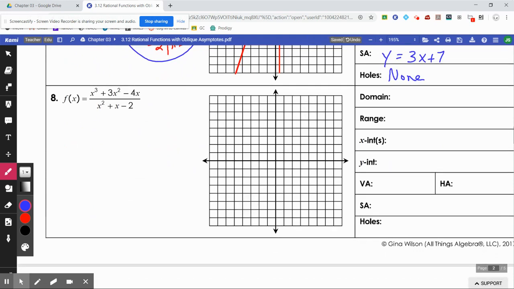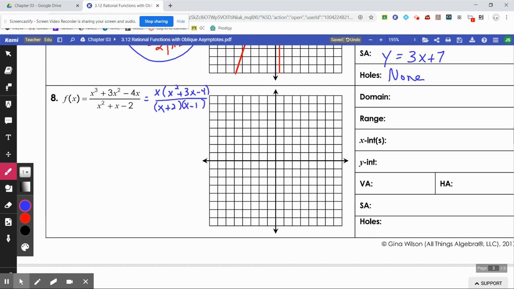Number 8. First step is to always factor these. So the top, let's first factor out an x. You're left with x squared plus 3x minus 4. On bottom, you can go ahead and factor that. Two sets of parentheses. You have an x and an x. Adds, multiplies will be a positive 2 and a negative 1.